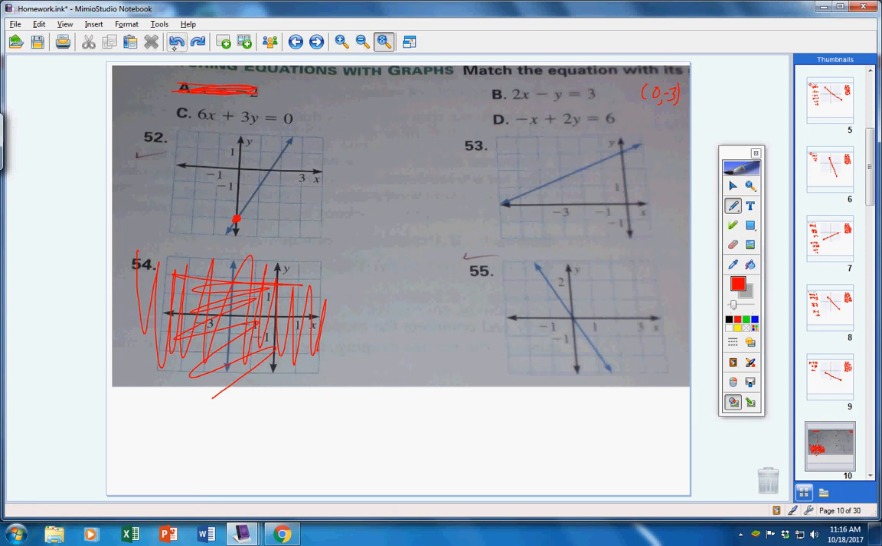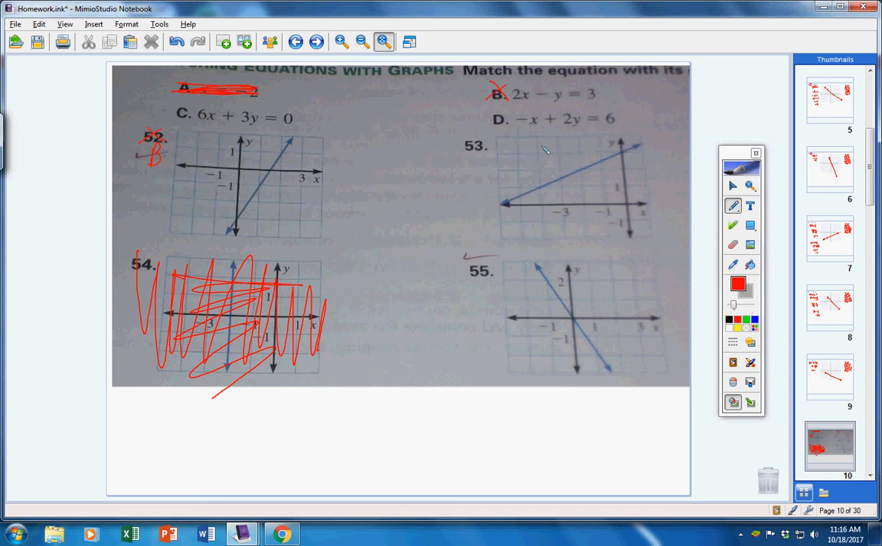So, I know the line I'm looking for has to pass through 0, negative 3, because 0, negative 3 satisfied this equation. Do you see what I'm saying? So, I can stop there. That's good enough. I know that the answer to 52 is B. Done with that. Check that off.